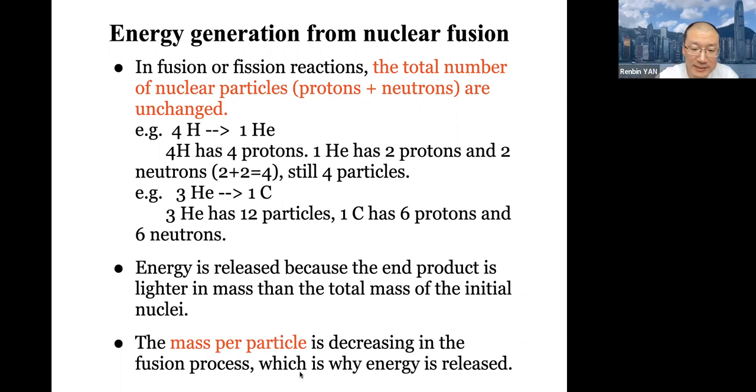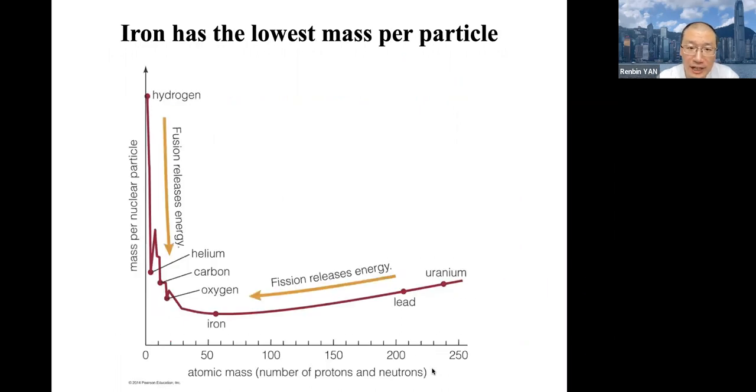And because that mass is reducing, there is some mass surplus. And that mass surplus is radiated away as energy through E equals mc squared. And that is how energy is released. So in order to have nuclear fusion releasing energy, you have to reduce the mass per particle. Hydrogen has a very high mass per particle. When it goes to helium, it can reduce a lot. This is the process that produces energy in the sun.